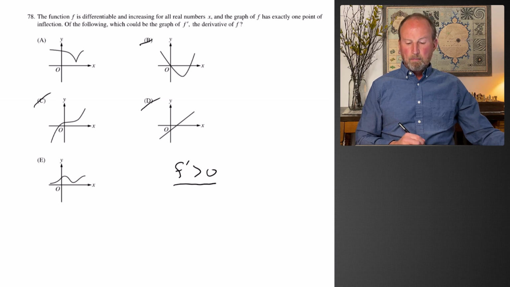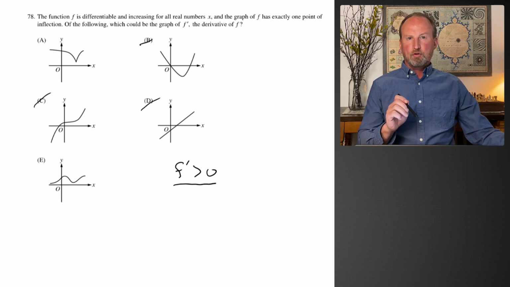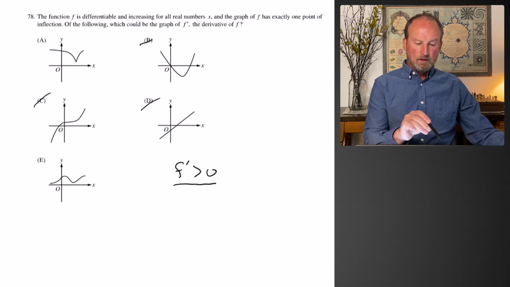Second criteria, has exactly one point of inflection. Exactly one point of inflection. Where is my second derivative 0? I need to tweak my definition I said earlier. Or undefined. Where is my second derivative 0 or undefined, and where does it switch signs? My second derivative is 0 at a max or a min of the first derivative, or at a cusp or corner of the first derivative.